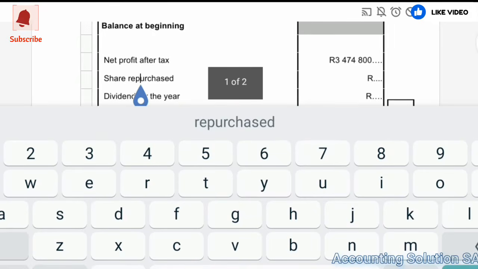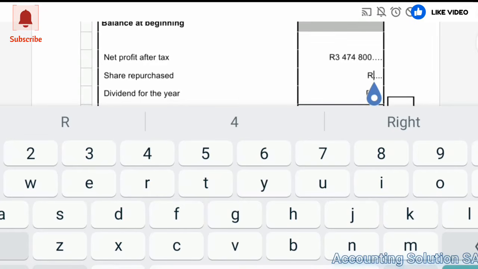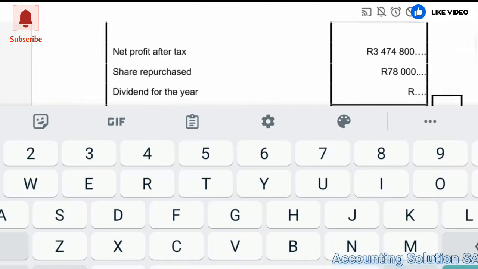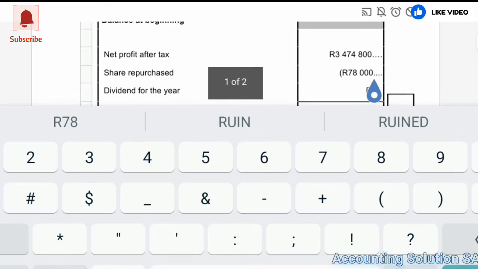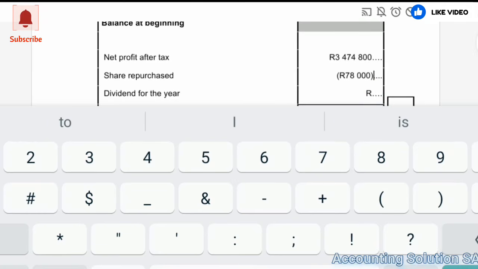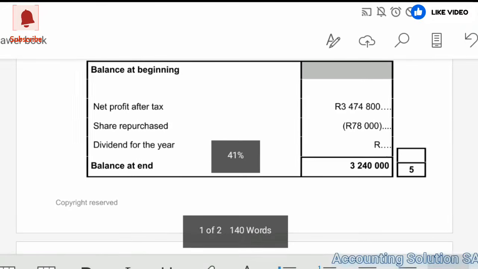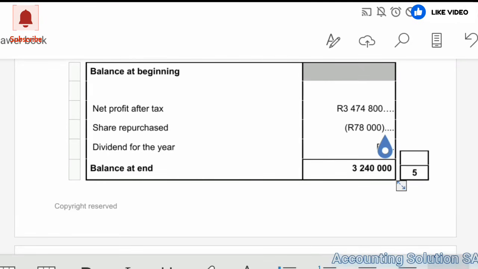Just simple like that, simple stuff. 78,000. Remember to put it in brackets, because we repurchased, which means that we no longer have these shareholders. We repurchased our shares back. We are taking them out of our books. Then now we have to check if there are any dividends that have been paid.